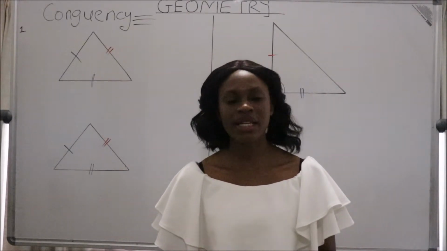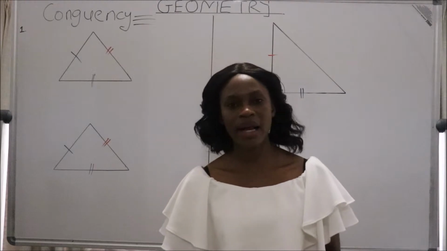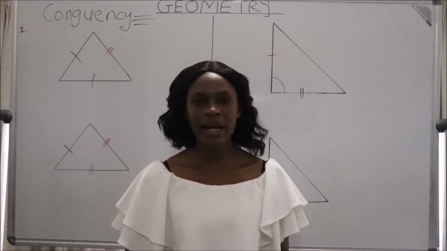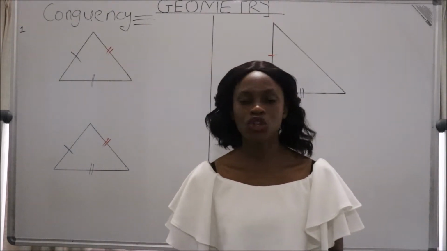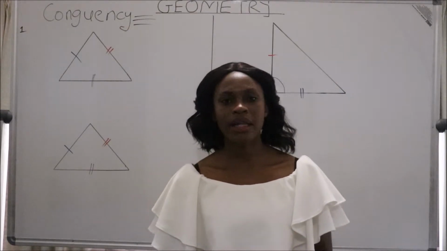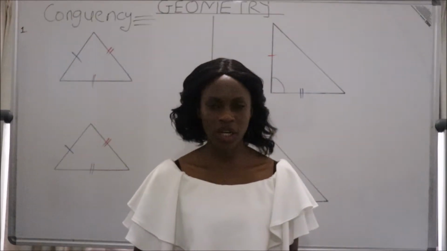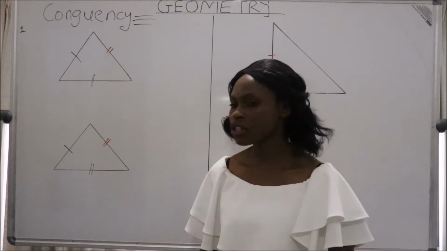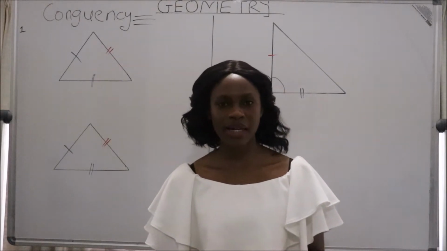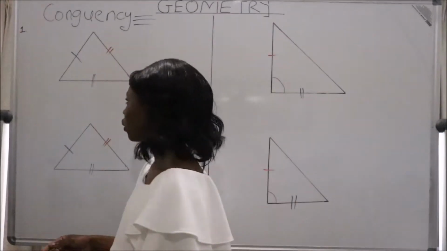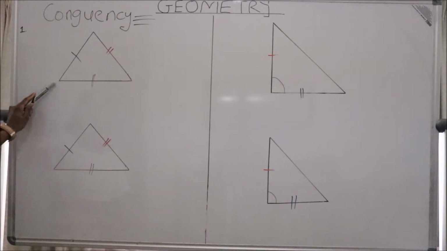Remember, in our previous lesson we were dealing with similar triangles, where only the angles in the triangle should be equal to each other, and the corresponding sides should be proportional to each other. But in the case of congruency, the sides should also be equal to each other. So here we have two triangles.